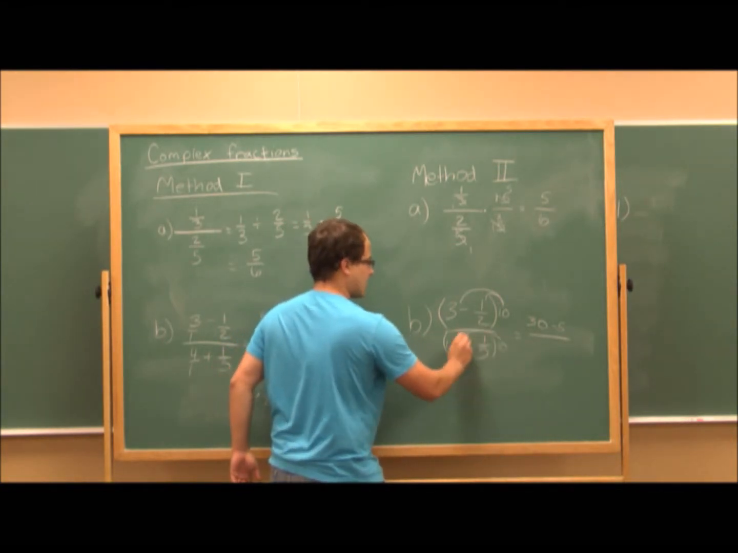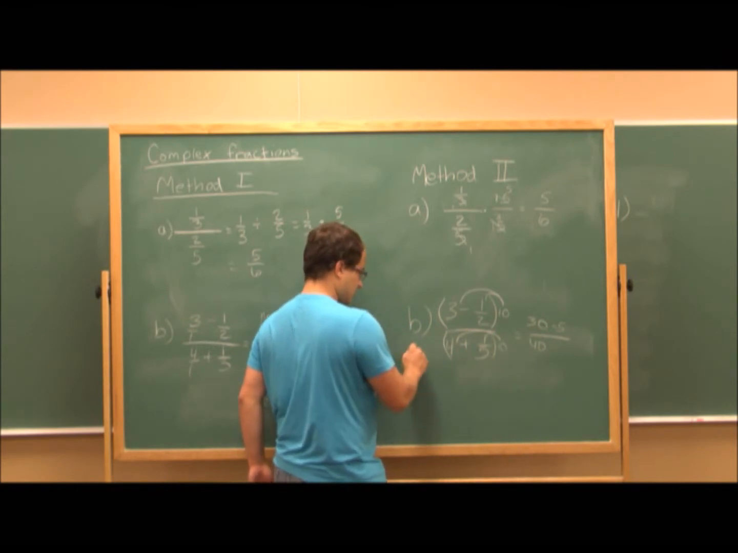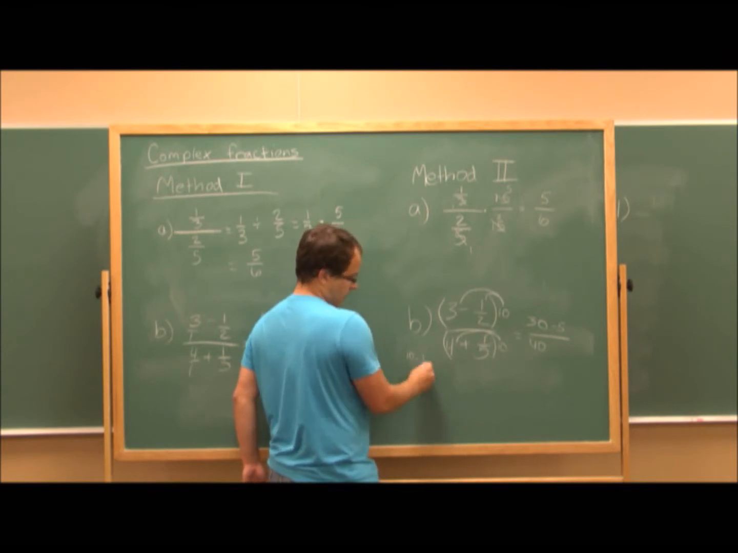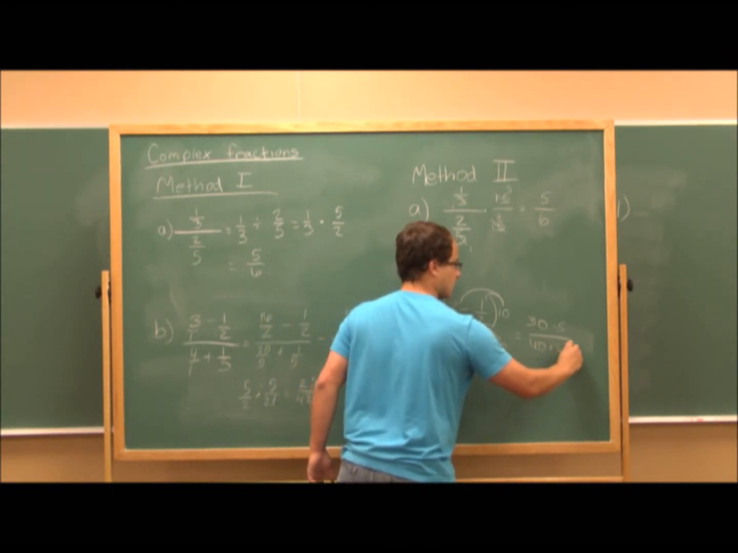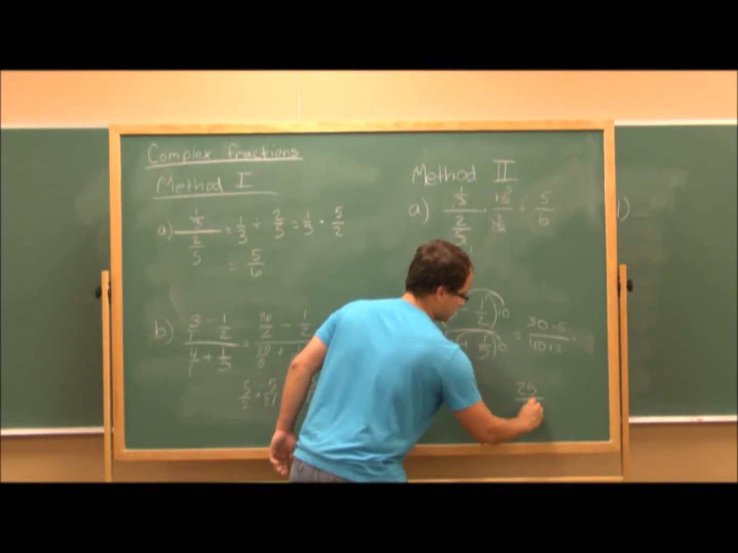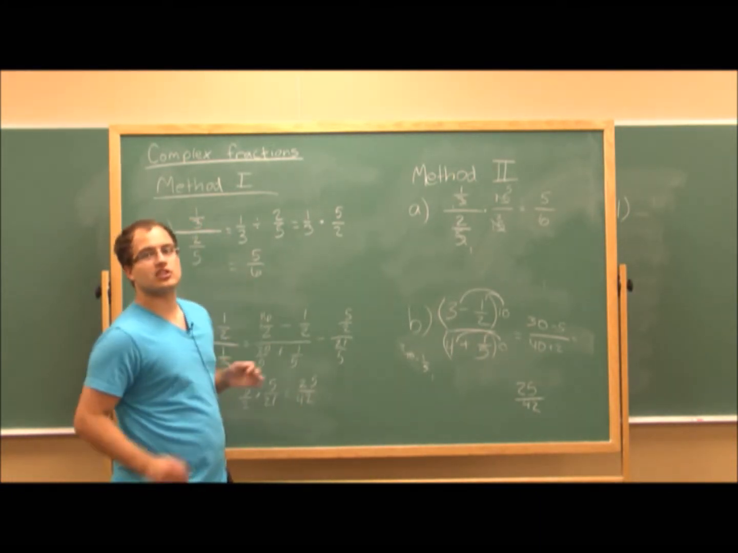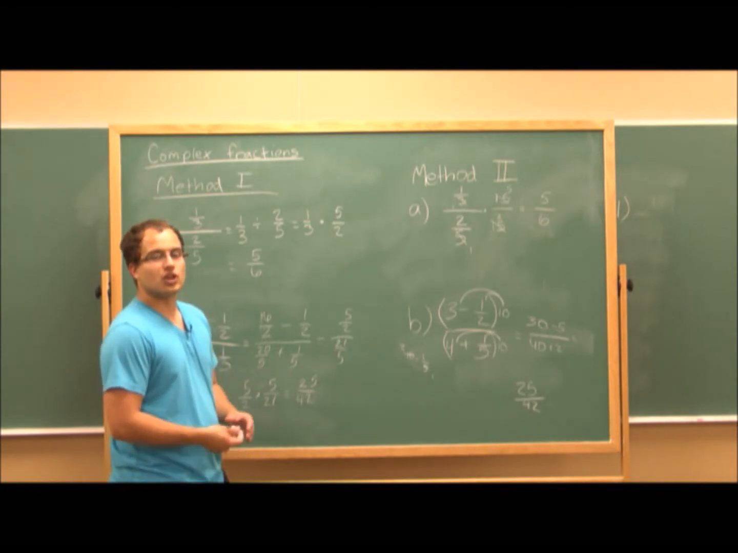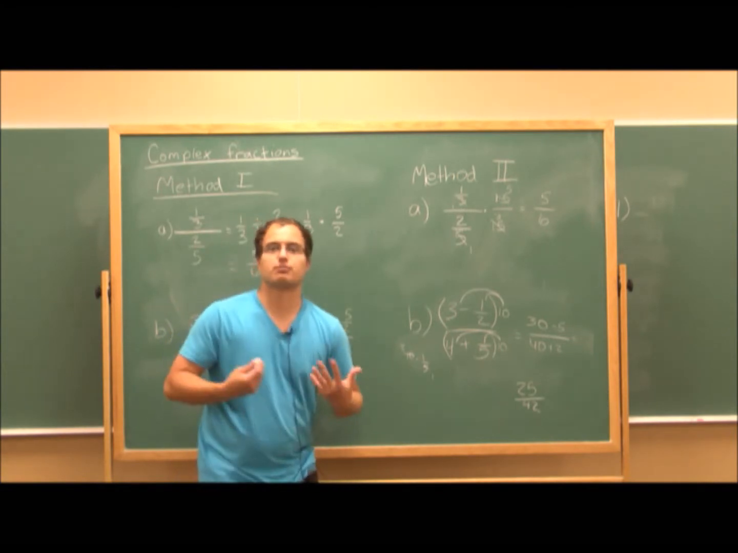Down here, 10 times 4 is 40. 10 times 1/5. So let me do that over here. 10 times 1/5. 5 goes in 5 once. 5 goes in 10 twice. 2 times 1 is 2. So 30 minus 5 is 25. 40 plus 2 is 42. 25 over 42. So no matter which method you use, you will get the same answer. You just pick which one you use. You can use either one. It's just your preference.